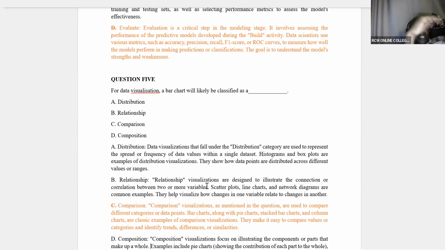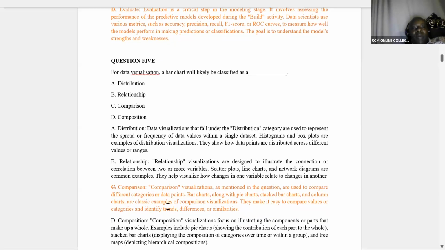Once I see how those points are scattered there, then I'll be able to deduce whether I have, in this case here, for example, what we call a direct relationship, a positive relationship between X and Y. I can see how the points are being scattered. I can see if they're negatively related like that, right? Scatter plots, line charts, etc. They help us visualize how variables are related. And then we have comparison.